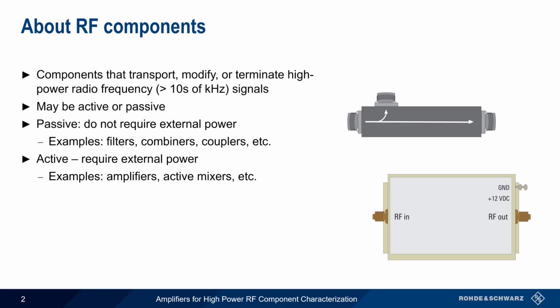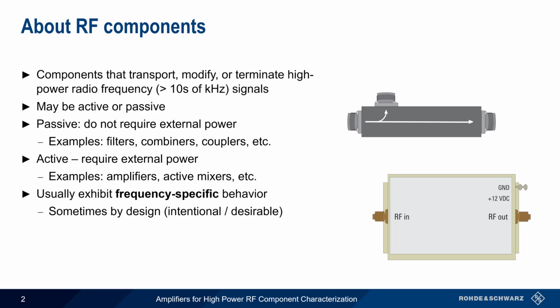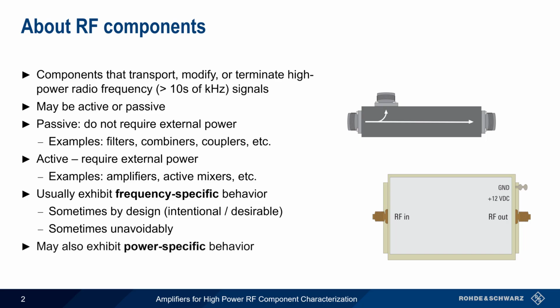In both cases, radio frequency components usually exhibit frequency-specific behavior. This is sometimes intentional and desirable, such as in the case of a filter. But there are also many cases where frequency-specific behavior is unavoidable or undesired. And for this reason, most RF components have a specified frequency range over which they can or should be operated. But in addition to this frequency-specific behavior, RF components may also change their behavior based on the amount of power passing through them, and this power-specific behavior will be the focus of this presentation.